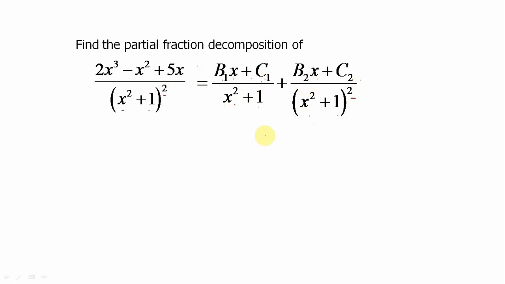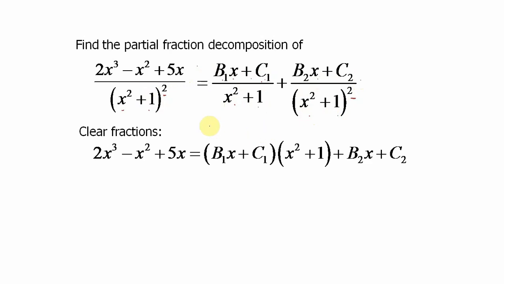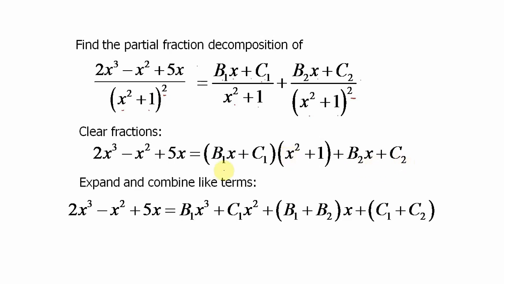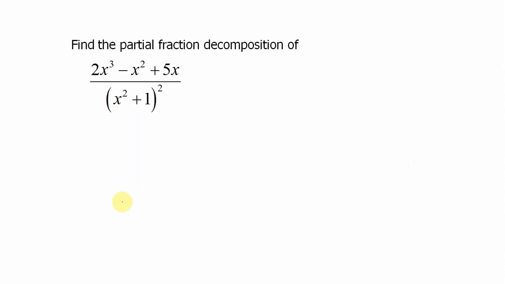Now solving it in the simple fashion, the normal way, I'll clear the fraction, so I'll get b1x plus c1 into x square plus 1 plus b2x plus c2. Solve them, collect like terms, so you get 2x cube minus x square plus 5x is equal to b1x cube plus c1x square plus b1x plus b2x plus c2. Once again compare the terms.